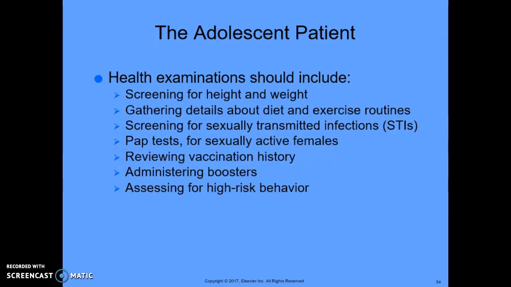So the adolescent patient and the health examination should include screening for height and weight, gathering details about diet and exercise, screening for sexually transmitted diseases, Pap test for sexually active females, reviewing vaccination history, administering boosters, and assessing for high-risk behavior such as drugs and alcohol. Eating disorders are often seen in adolescent patients as well as obesity and injury-related problems.